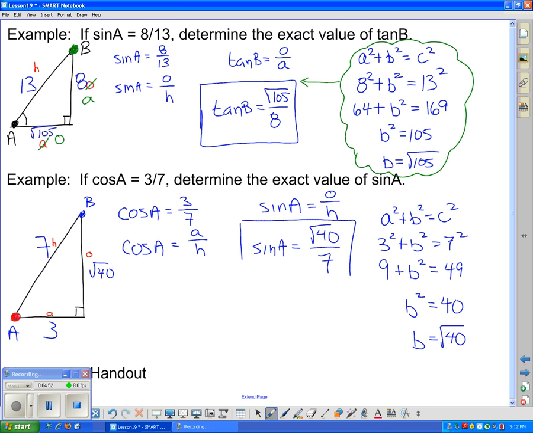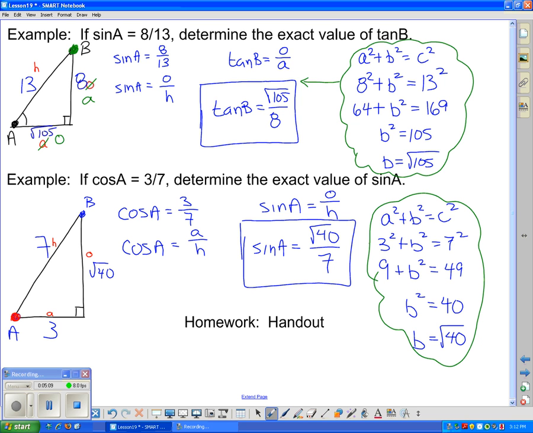Final answer. All right, so the homework is a handout. You can print that out off the website. If you have any questions, we'll deal with it in class. But once you get into the rhythm and you realize you're playing with Pythagorean theorem in order to help you find that exact value, that's really all it is. So we'll see you at some later point.